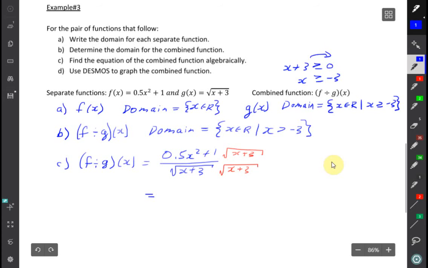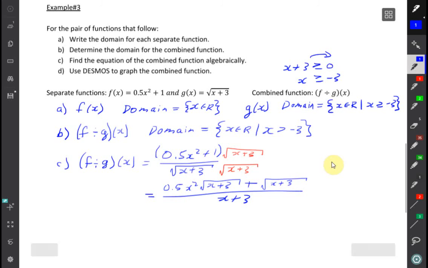What this results in is 0.5x squared times the square root of x plus 3, and its distribution, so I'm actually going to add some brackets in here just to make that clear, plus the square root of x plus 3, all over x plus 3. And then we would look it over to see if there's any more simplifying we can do.